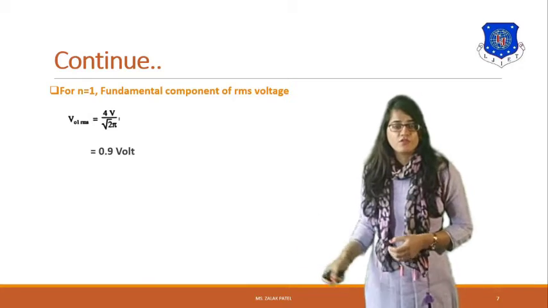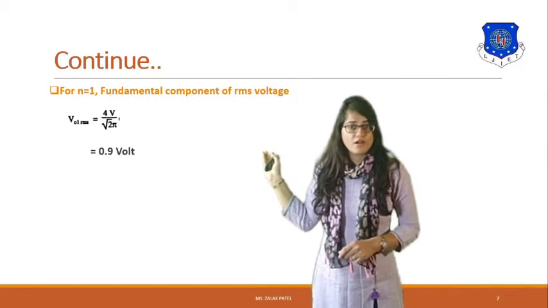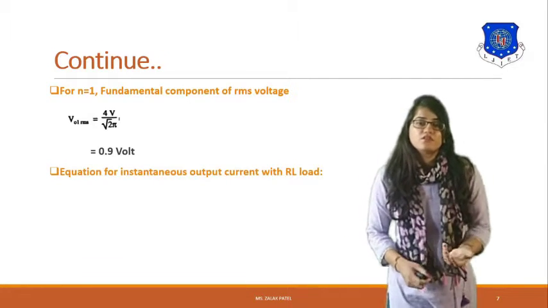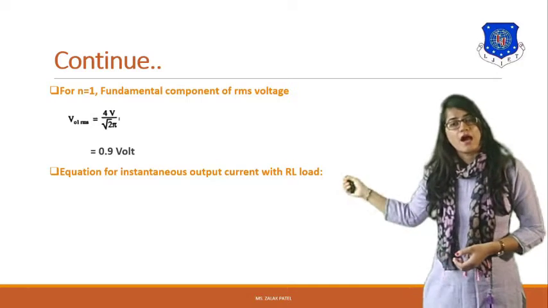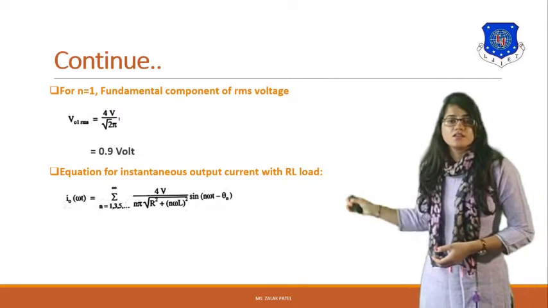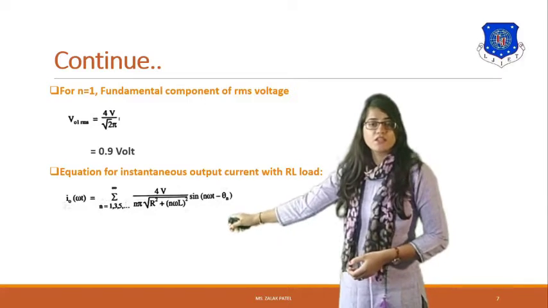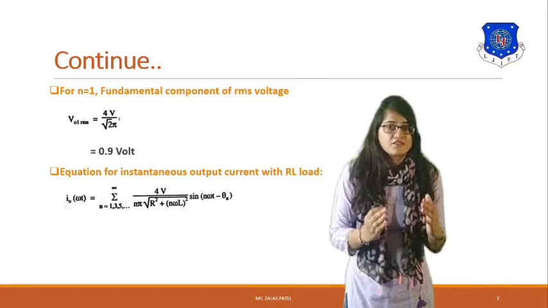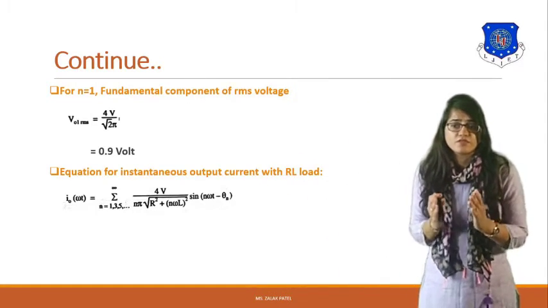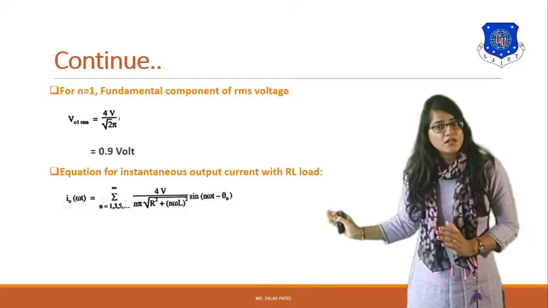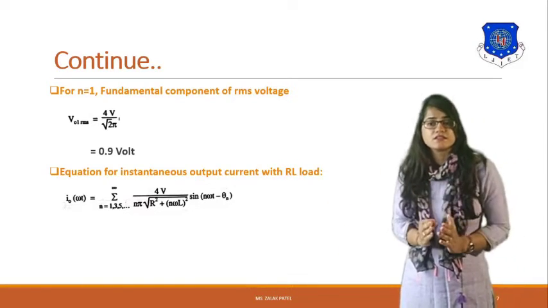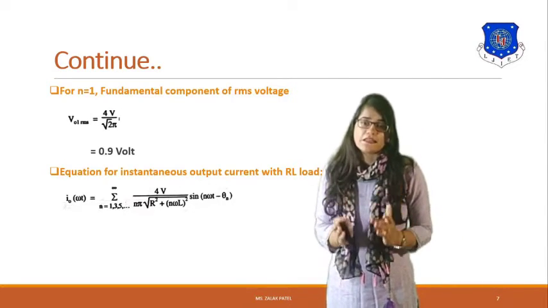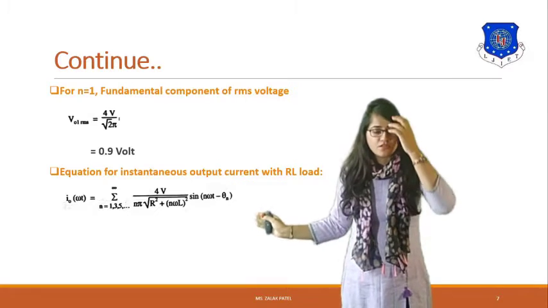So if we calculate this 4V upon root 2 pi, it will give us the fundamental value of voltage as 0.9V. The equation for the instantaneous output current for an RL load can be given by the summation of 4V upon n pi times the term square root of R square plus (n omega L) square. This equation is used for the inductive type of load, meaning when the load is resistor plus inductor in series, so R plus j omega L is the total impedance, then you should use this expression.